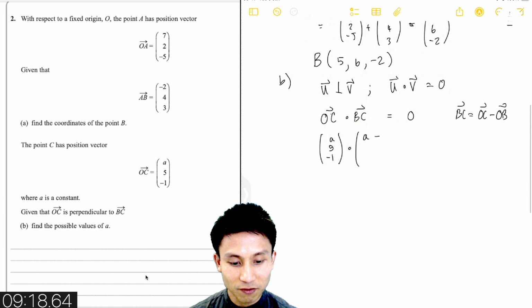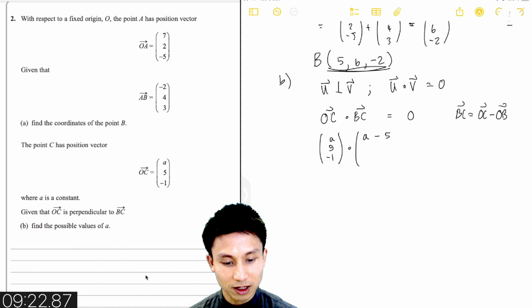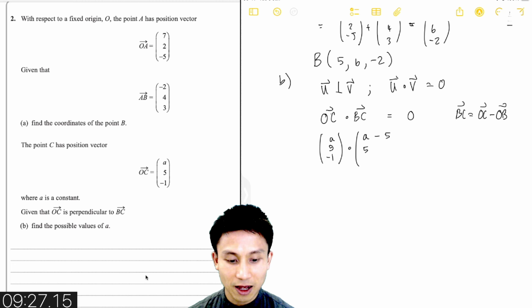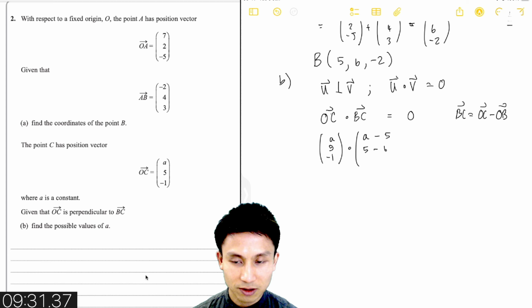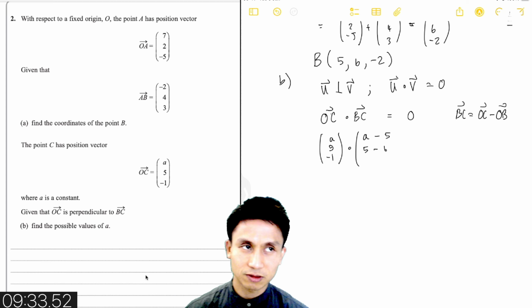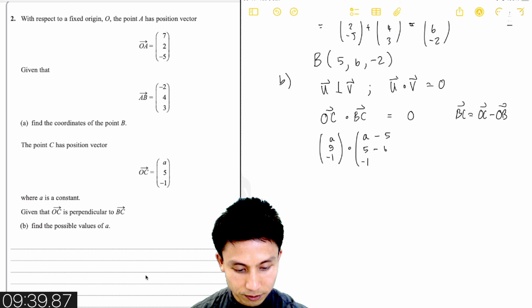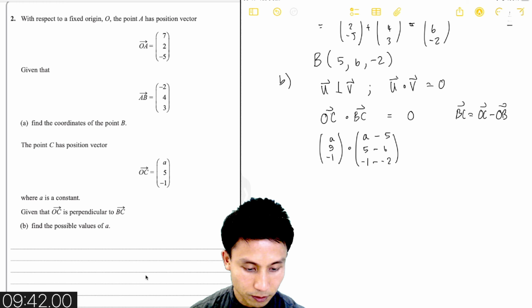We already got B from previous, so that's this vector right here, guys. And then the Y component is 5 minus 6. And then the Z component, the K component, is going to be minus 1 minus minus 2. Yeah? Equals 0.